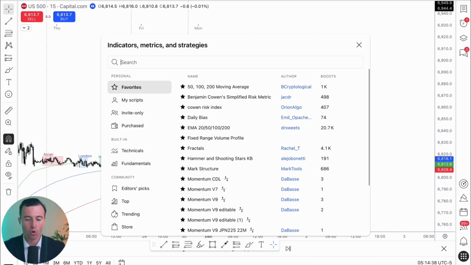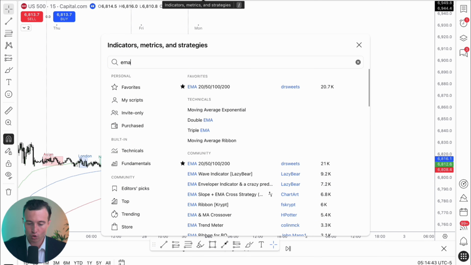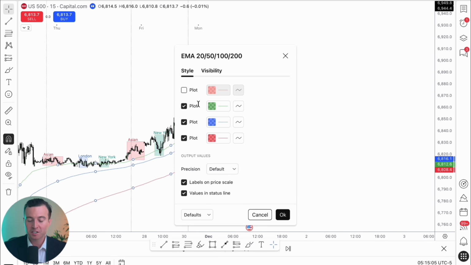First of all, head over to the indicators tab at the top of your screen. If you type in EMA 20, 50, 100, and 200, it's this indicator right here by Dr. Sweets. Then double click the exponential moving average and uncheck the 20. This top box right here is the 20. We don't need that one.